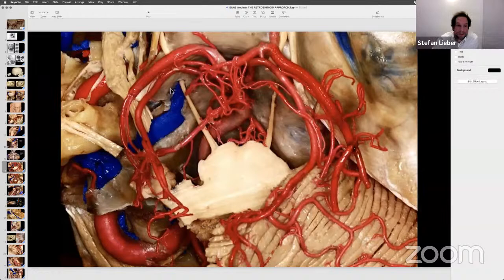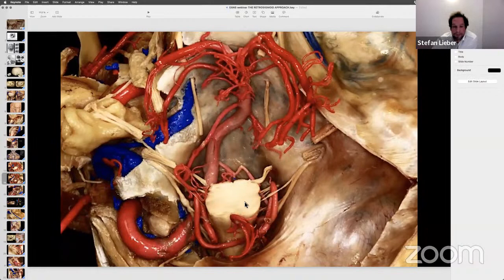Then we have a prominent ICA on the left side, a very dominant vertebral artery. And as we'll see in a later slide, a slightly hypoplastic vertebral artery and PICA complex on the right side. This is the same specimen, just slightly inferior. Again, a very prominent vertebral artery here, hypoplastic vertebral artery on the right side.